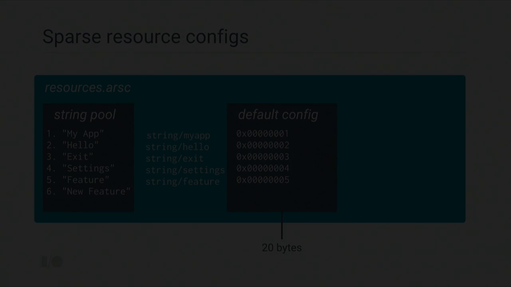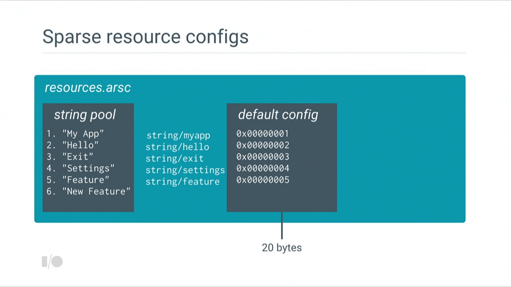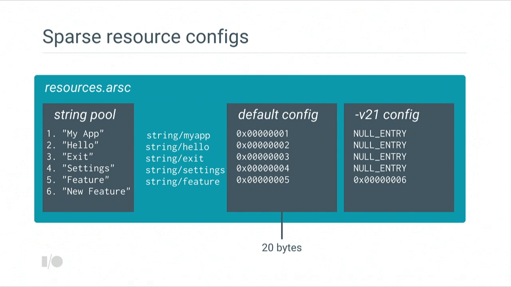But then you decide, well, I'm adding a new feature to my app. It's going to be named new feature instead of feature. So you get a new string, right? But this new feature only works for version 21 and above. So you have a config. You create a new folder under your resources with v21, and you're just switching this feature to new feature in that config. Well, it should take up only space for one string, right?